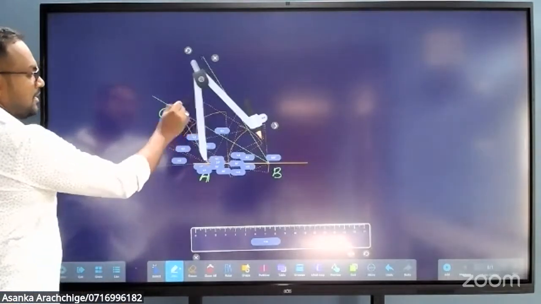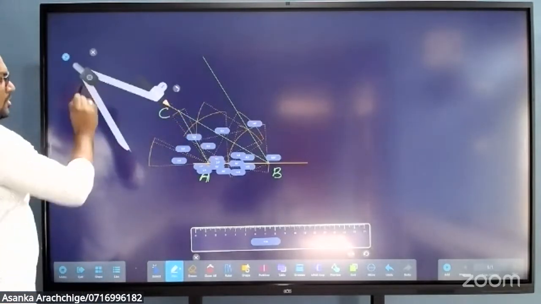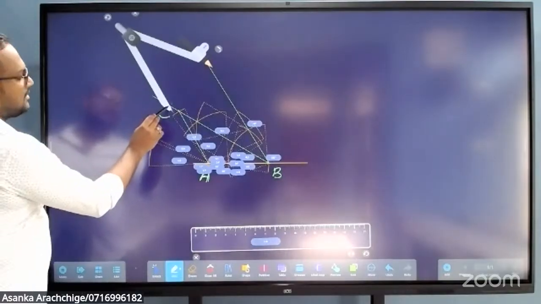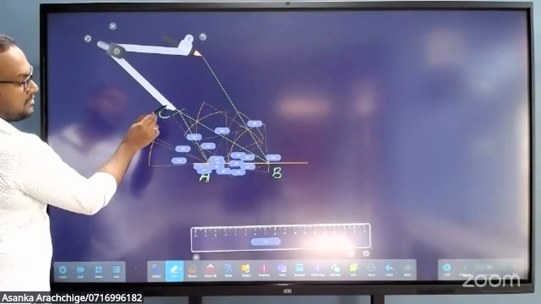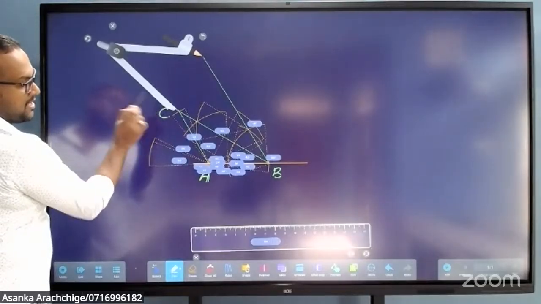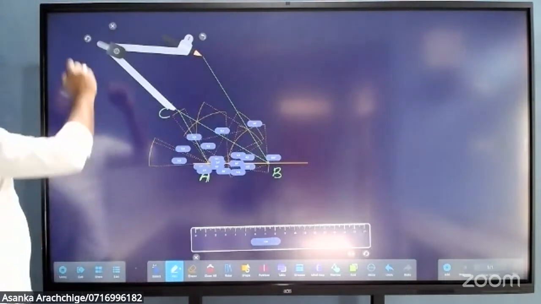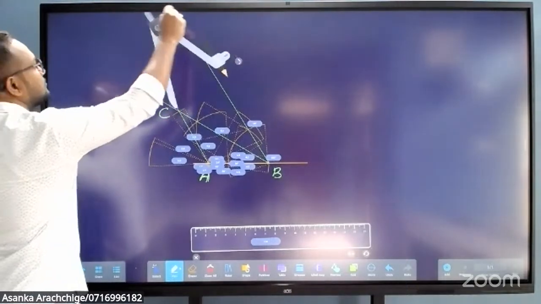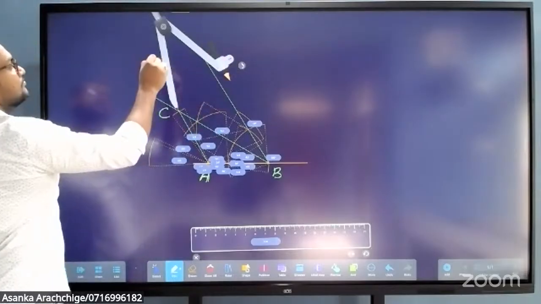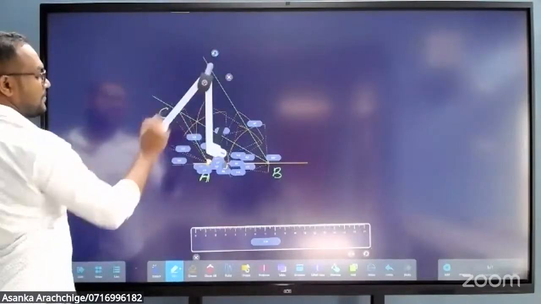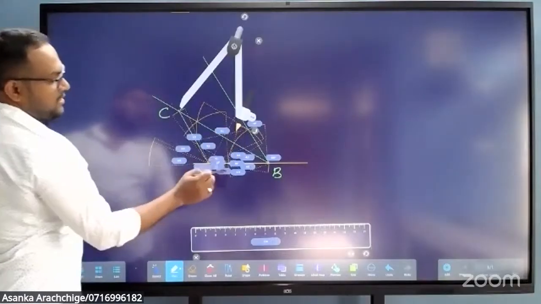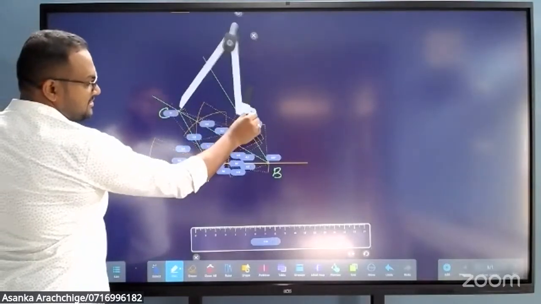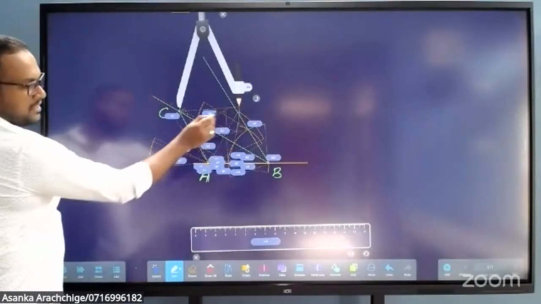Then taking the metal point to the other end of the line. That means taking the metal point onto C. Now you have to draw an arc to cut the previously drawn two arcs like this.